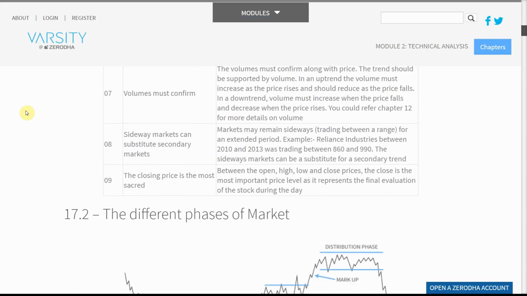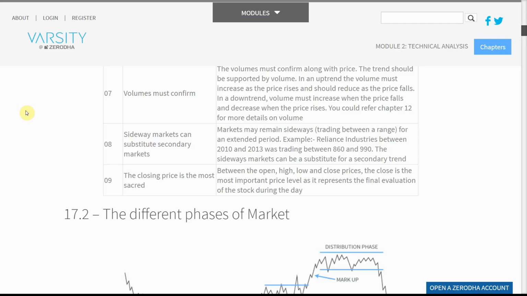08. Sideways markets can substitute secondary markets. Markets may remain sideways, trading between a range for an extended period. Example, Reliance Industries between 2010 and 2013 was trading between 860 and 990. The sideways markets can be a substitute for a secondary trend.